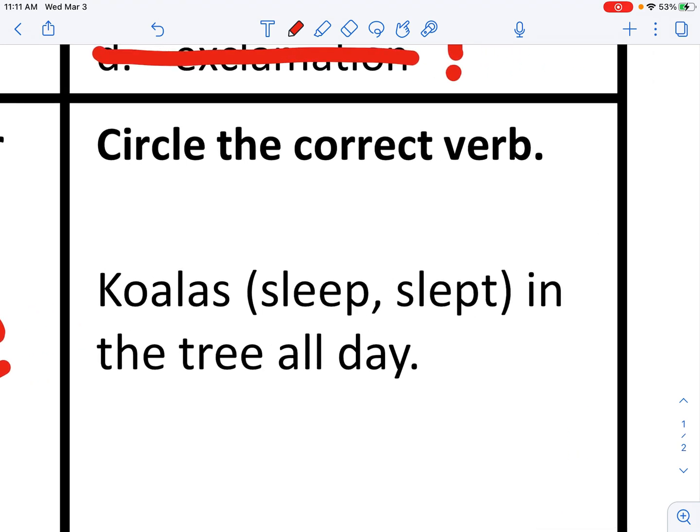Circle the correct verb. Last one. Koalas sleep in the tree all day, or koalas slept in the tree all day? I would say sleep.